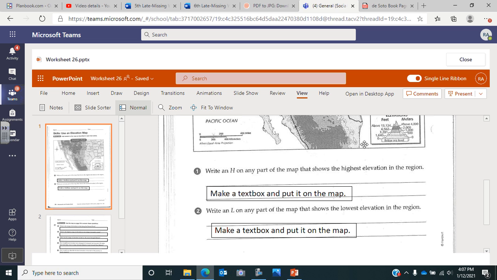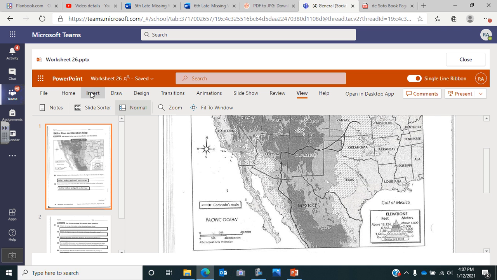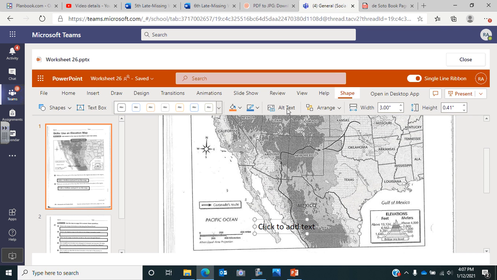So what I want you to do here, it says make a text box and put it in the map. So there's nothing you need to type here, but you're going to click Insert, Text Box, and it'll pop here in the middle, and then you'll get rid of that, you hit the backspace or highlight it, and then you're going to type the letter H. And then I'm going to shrink this down, make it easier to drag around.